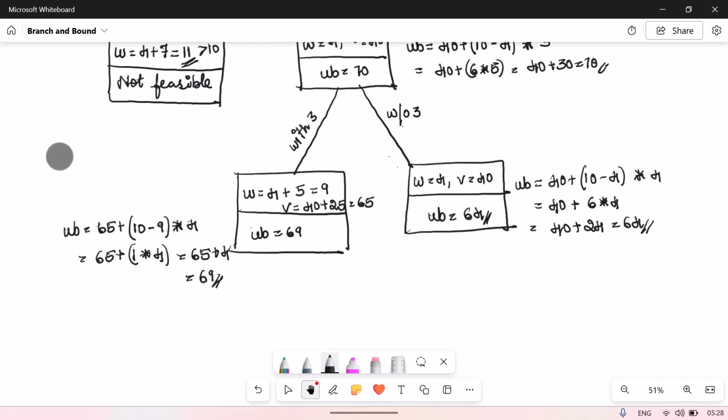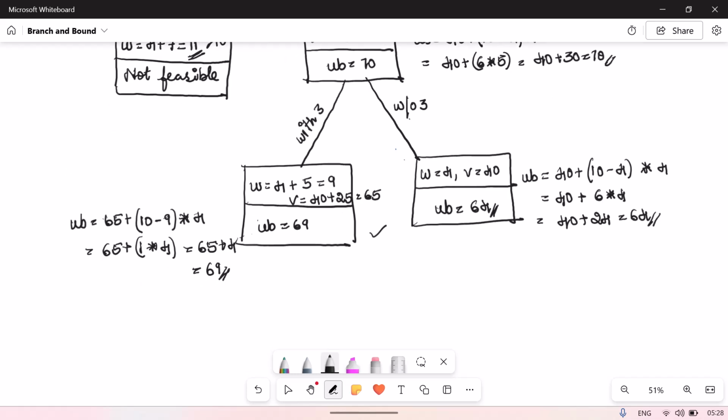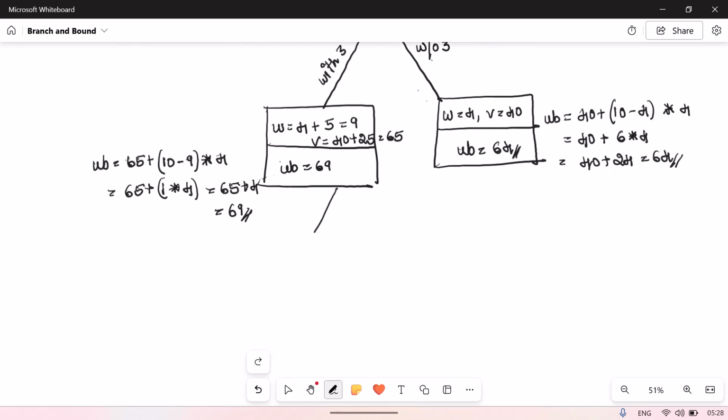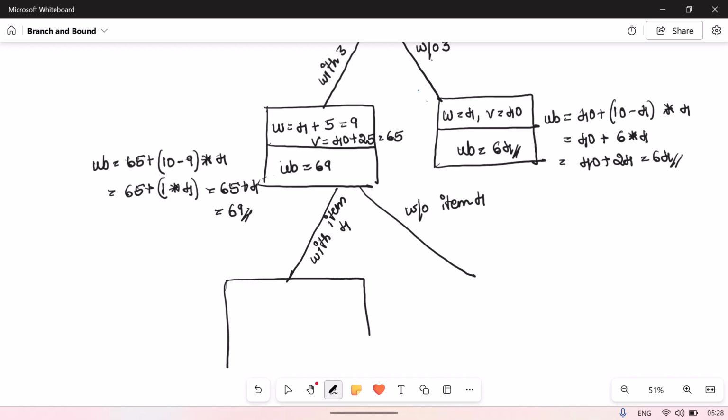Now out of the two options, which one is better? This option is better because that is having the greater value. So I will continue with this. So with the item 4 and without item 4. Okay. Now with the item 4.